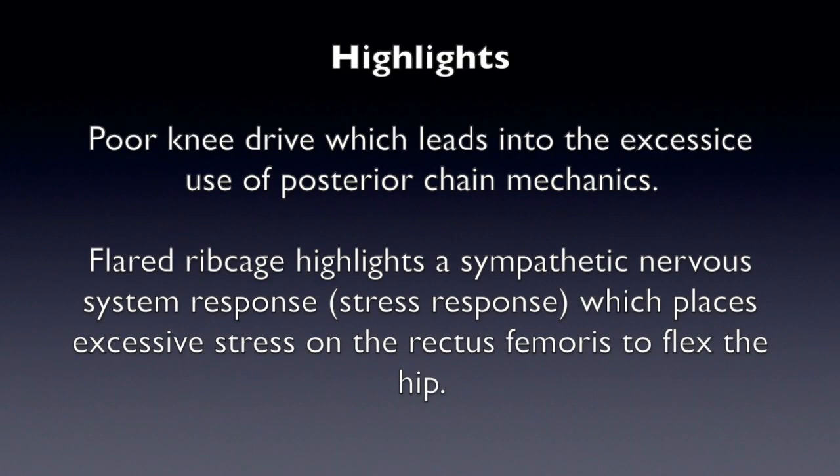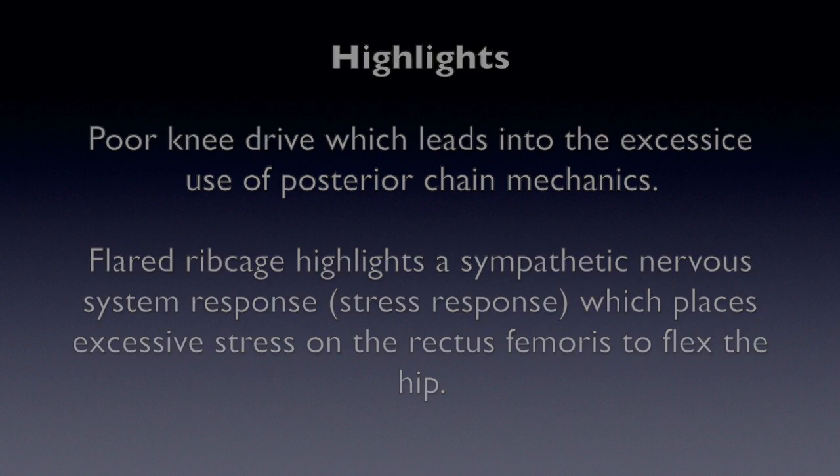Athlete A highlights poor knee drive, which leads into the excessive use of the hamstrings. The flared ribcage highlights a stress response and so discomfort at high speeds. This leads to further stress on the biarticular function of the rectus femoris to flex at the hip and knee.